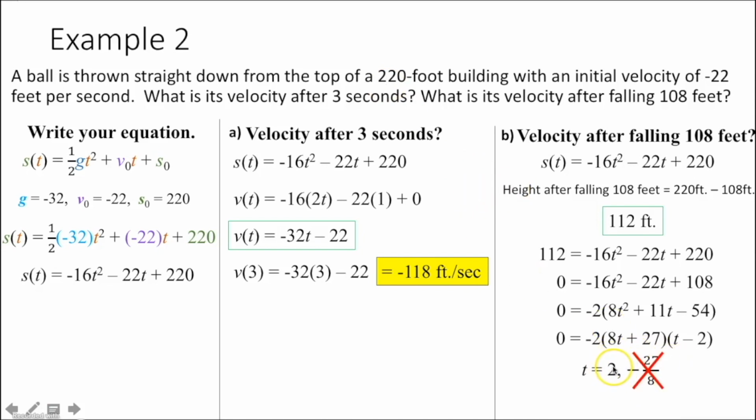So our only time left is time 2, and you can figure out the velocity by plugging in that 2 to the velocity function and getting a velocity of negative 86 feet per second.